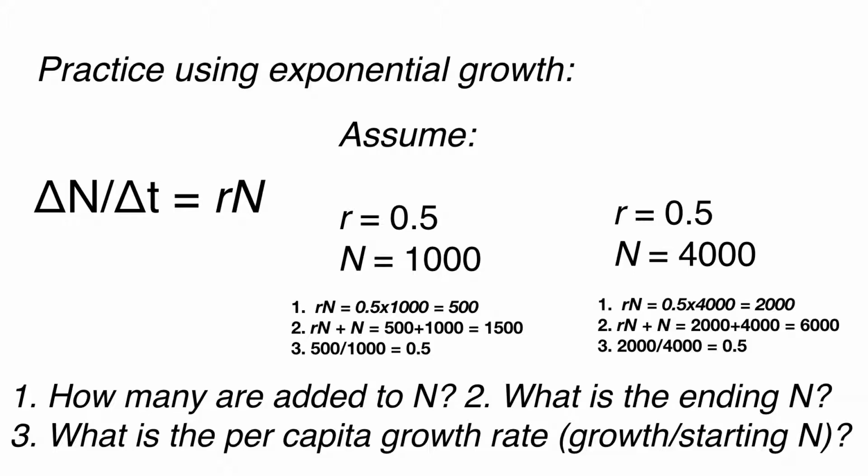For 3, what is the per capita growth rate? So this is growth divided by the starting n. And in both cases here, that is the same as our r. You'll see in a minute that that is not always the case. So here the per capita growth rate under exponential growth is just the same as that growth rate r.